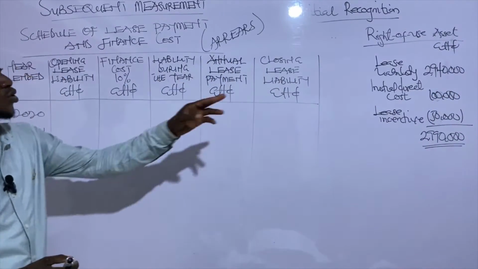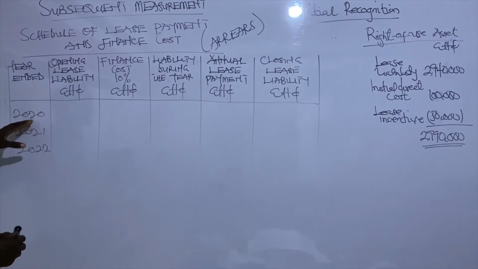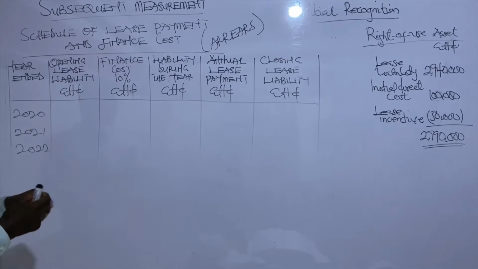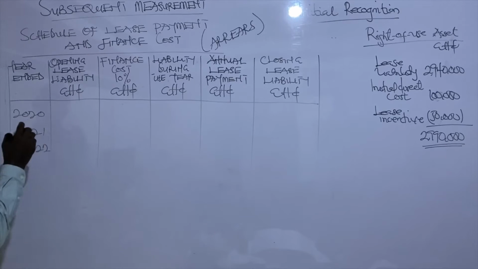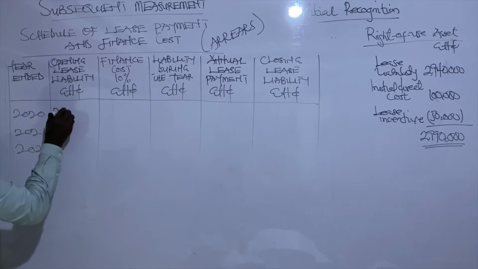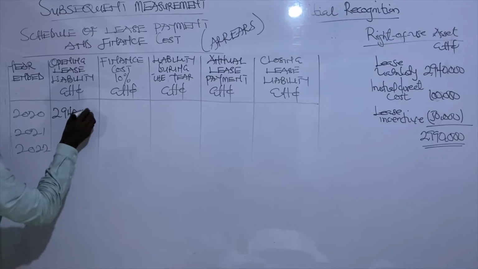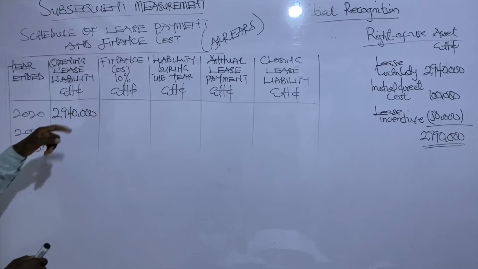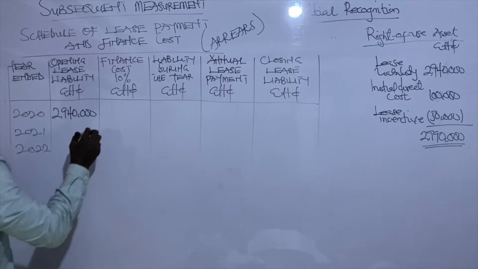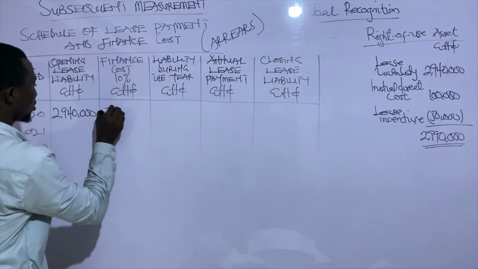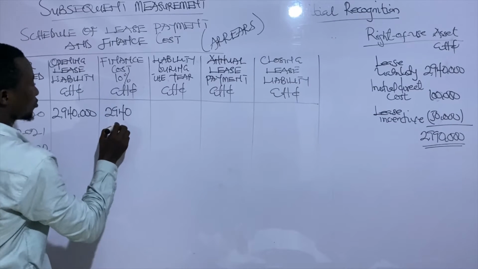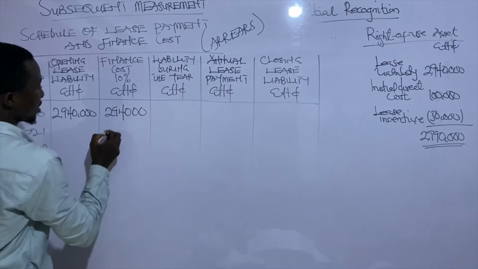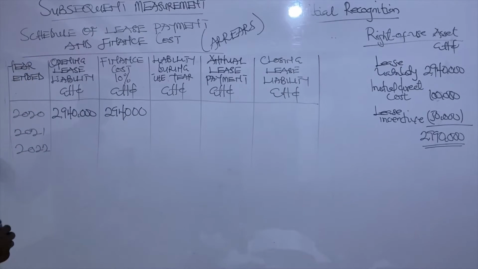Good. So in the year 2020, at the commencement date, at initial recognition, the opening liability is 2,940,000. So the interest rate implicit in the lease from the question is 10%. So we apply the 10% on this. Good. And this will give us 294,000.